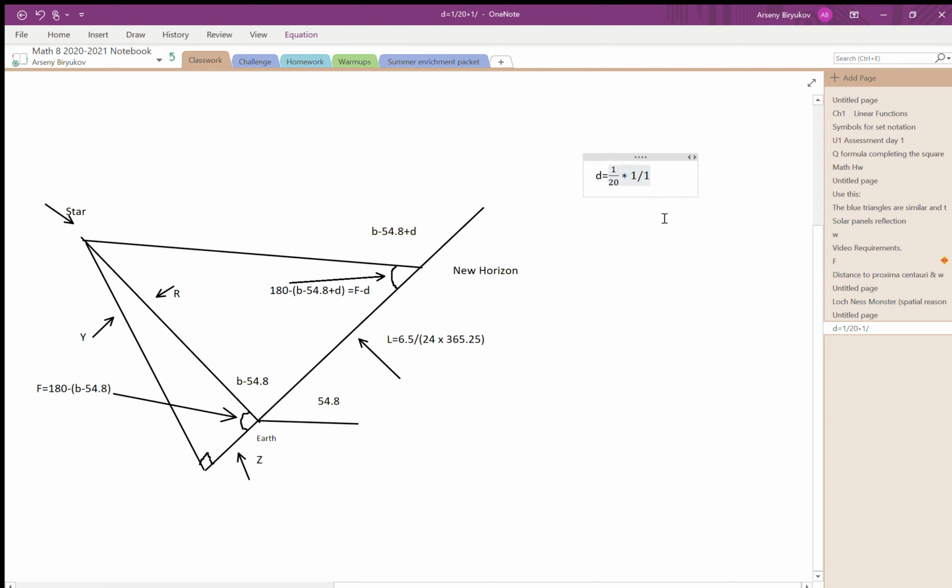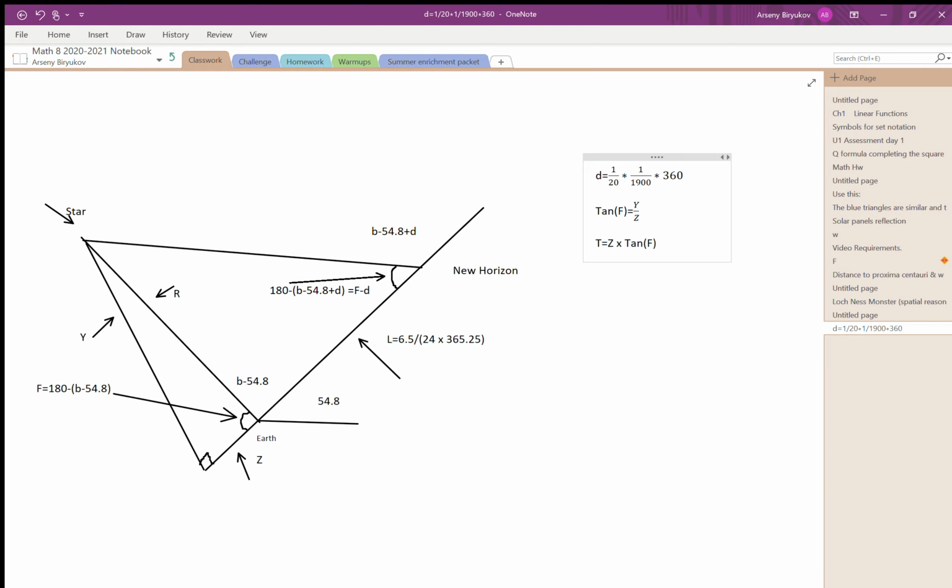Now that we have this right-angled triangle, we can say that tangent of f is equal to y divided by z, because y is the opposite and z is the adjacent. From here, we can change the equation into y is equal to z times tangent of f, by multiplying both sides by z.